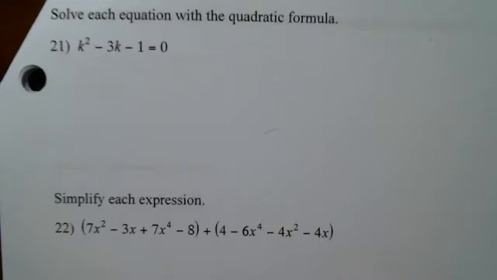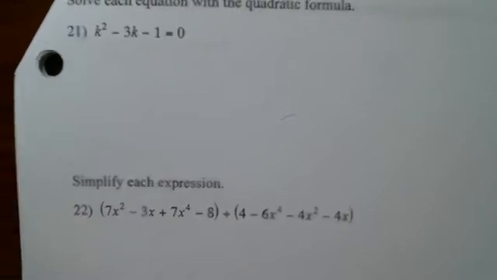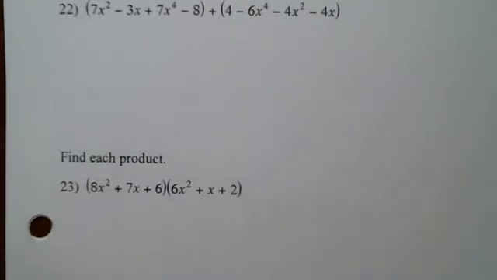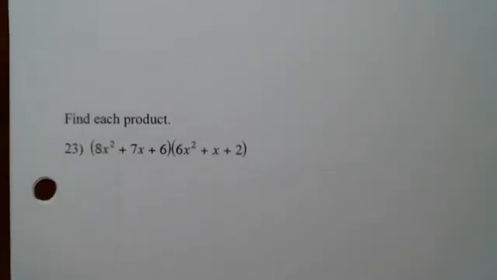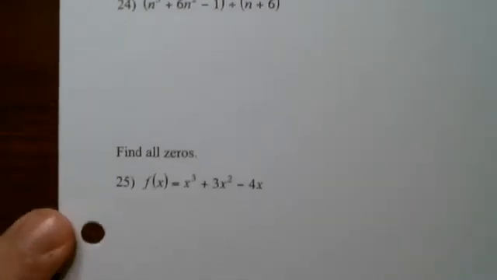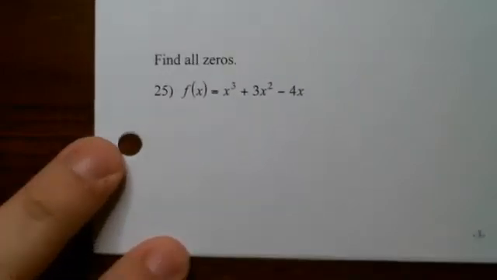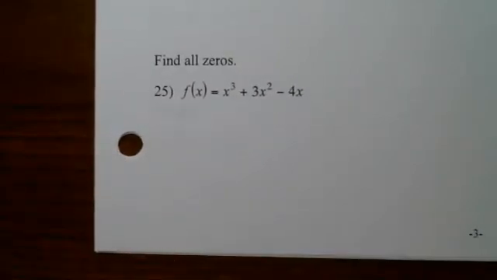All right. Any questions 21 through 25? 25. Who asked that question? Maddie? Me? Yeah. All right. So looking at 25, find all zeros. So in order to find zeros, what are you going to have to do? Factor. Very good.